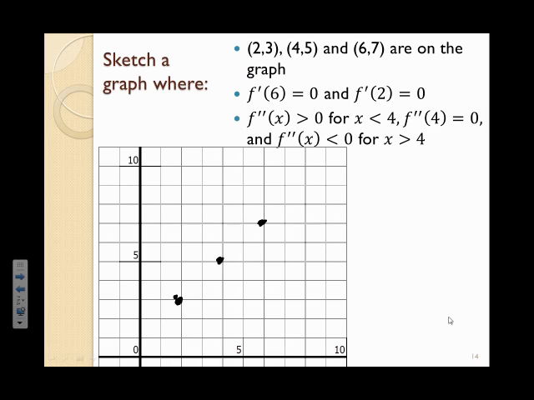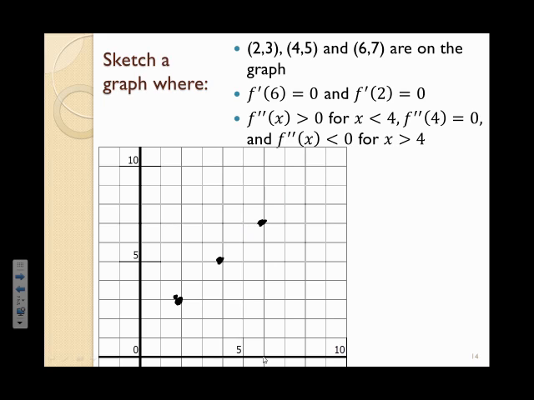Now, of course, when we're doing this, the temptation is to say, oh look, it's a straight line. Well, no, it's not going to be. It's not quite that simple. But what will it do once we use the rest of the information? Well, the second point says that the first derivative at 6, so over here when x is equal to 6, the first derivative is equal to 0.